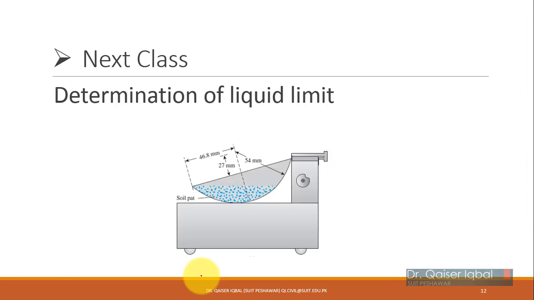In the next class, we will be discussing the determination of liquid and plastic limit, and then shrinkage limit. The device for determination is available in the laboratory, and you will be doing some experiments later on in the laboratory as well using this equipment, and you will determine the liquid limit, the plastic limit, and shrinkage limit for a given soil. So hopefully it was a fruitful discussion today.